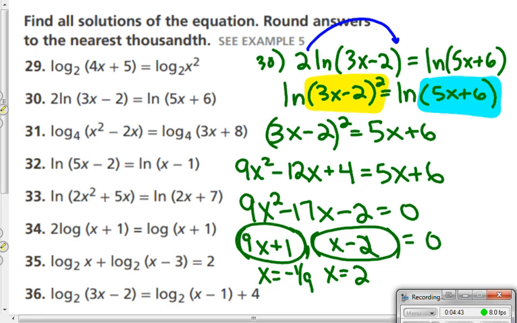That is correct. I double-checked in the book. This is the only solution. This one's extraneous.